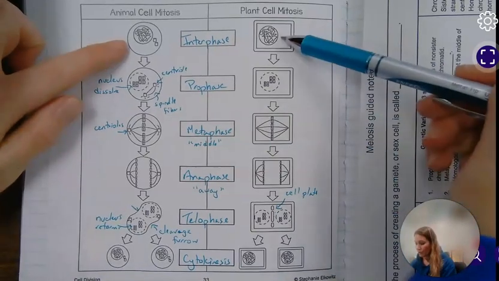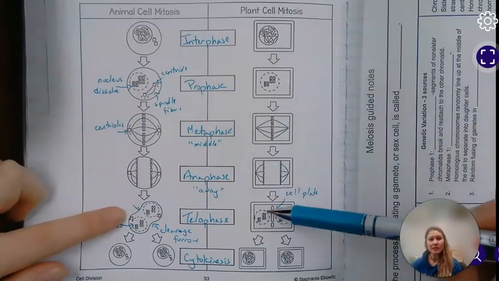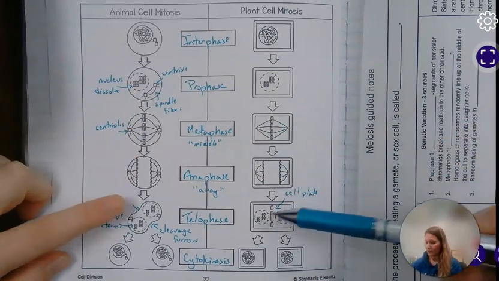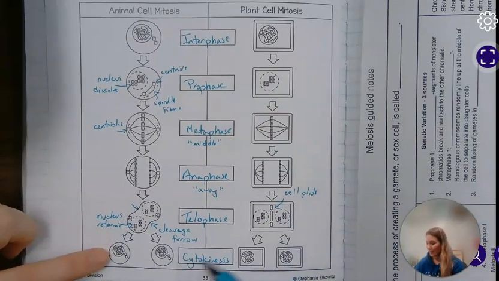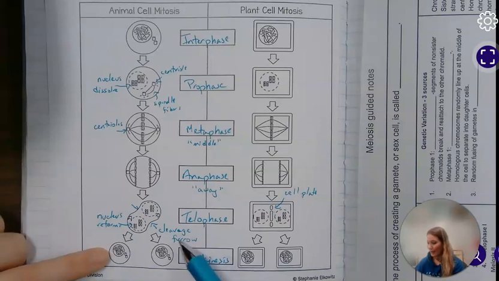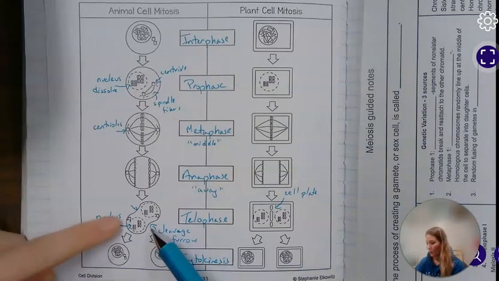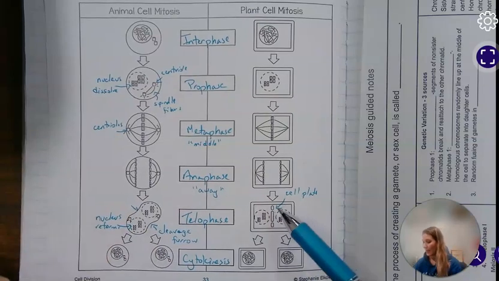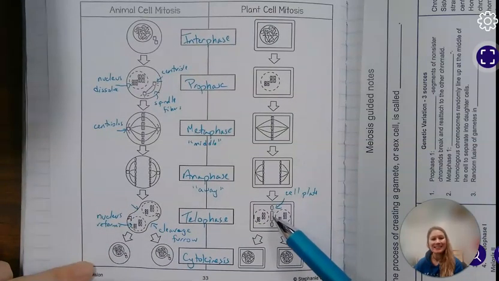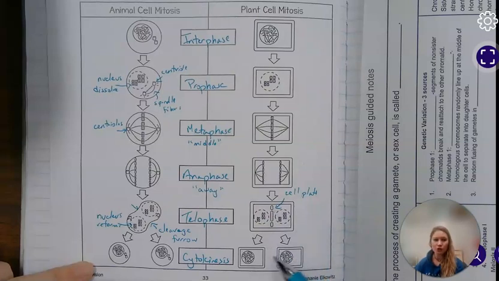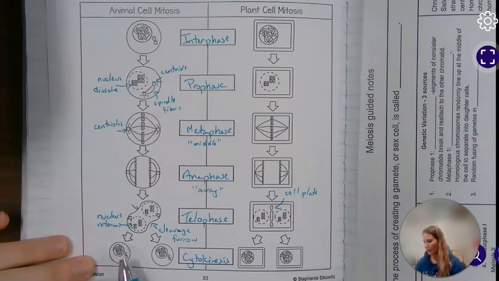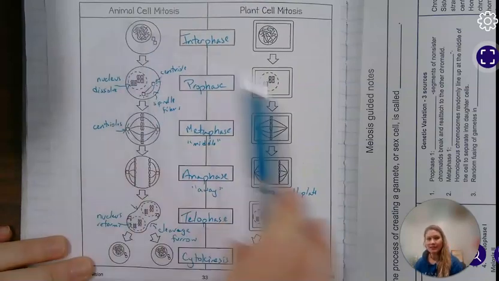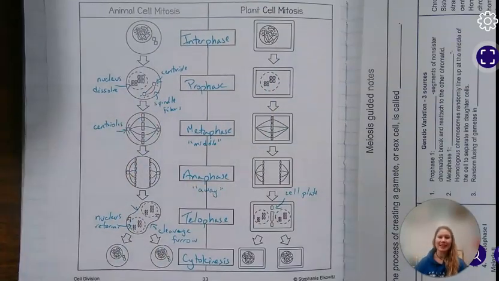So interphase and mitosis are the same for animal cells and plant cells. It's only the last phase of cell division, cytokinesis, where we see a difference. In animal cells, we have the cleavage furrow where we are pinching that cell membrane, and then in plant cells, we have the formation of that cell plate to give us our two daughter cells. Hopefully that was a good review to help you better understand the differences for mitosis in animal cells versus mitosis in plant cells.